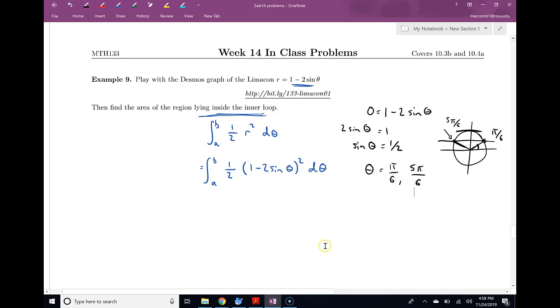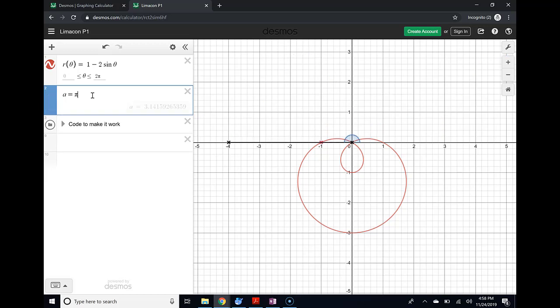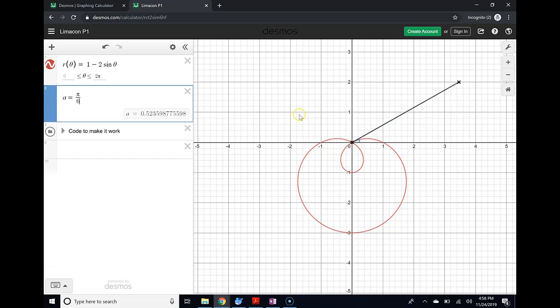Let's double check that with our graph here. If I type in pi divided by 6, we can see that it seems to be going through the origin at this time. If I type in 5 pi over 6, again, it seems to be going through the origin at this time. So yes, I want to integrate from pi over 6 all the way up to 5 pi over 6, and that's going to give us our area.